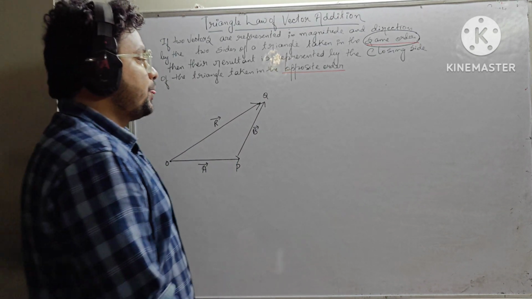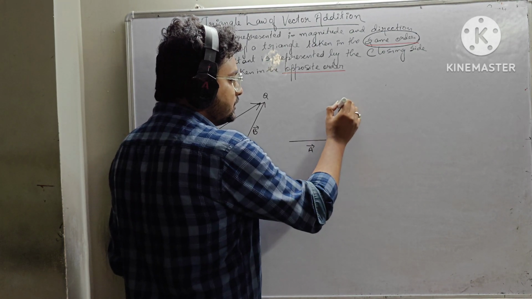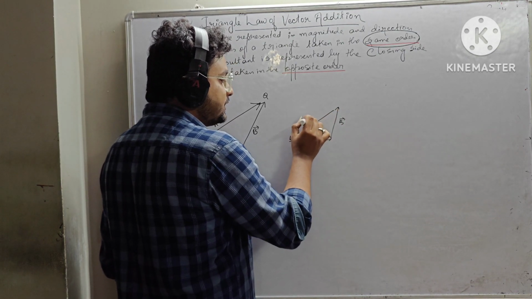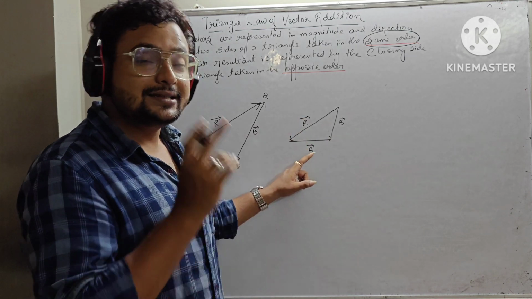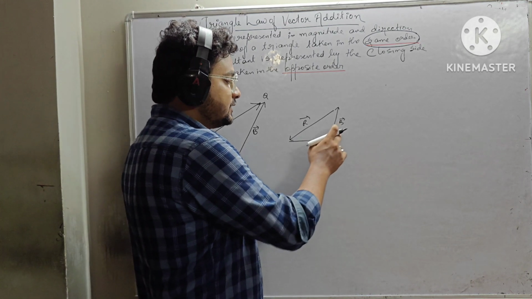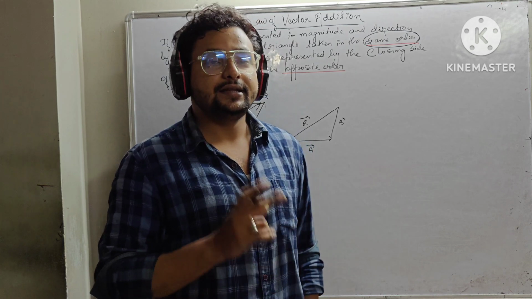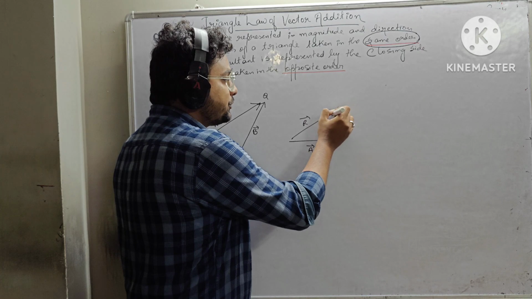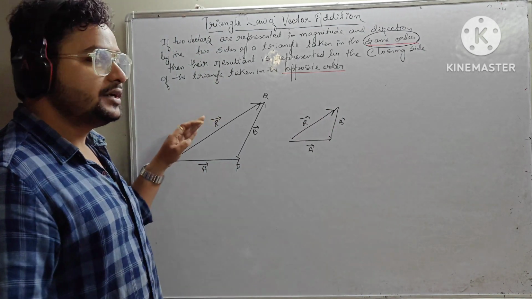Now, what is the meaning of this opposite order? See, this one I have taken as vector A, this one I have taken as vector B. If I had drawn this vector R in this way, then all the three vectors would have been in the same order. But the triangle rule states that if the two vectors which we are given to add are taken in the same order, then the resultant will be in the opposite order. This will be the resultant. Okay, this is going to be the resultant.